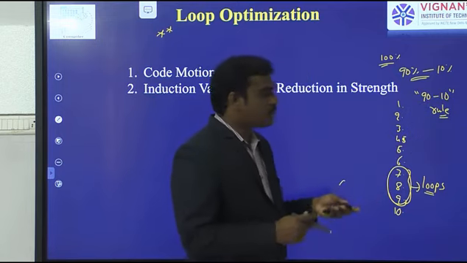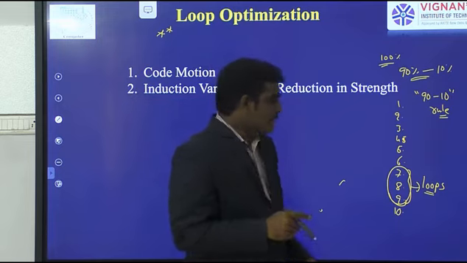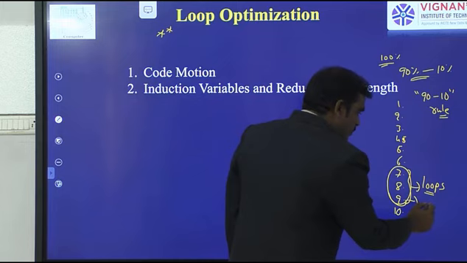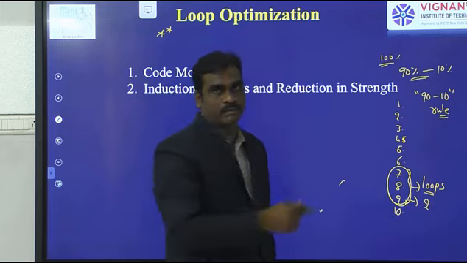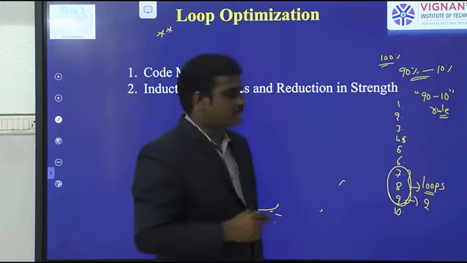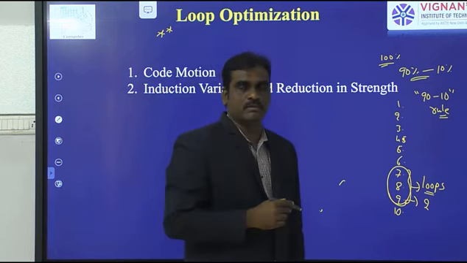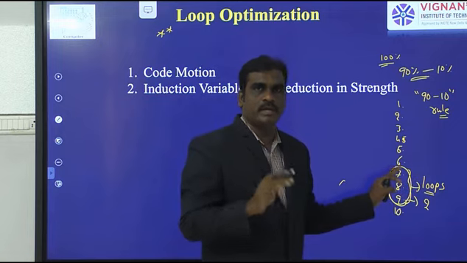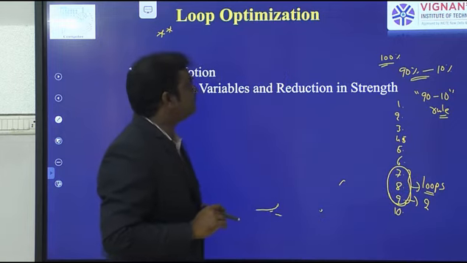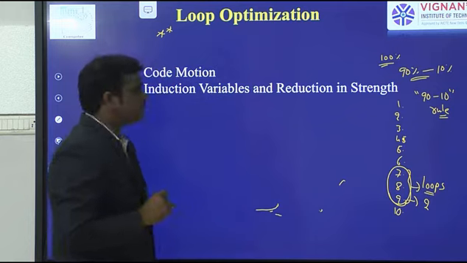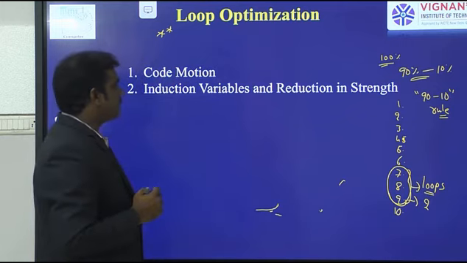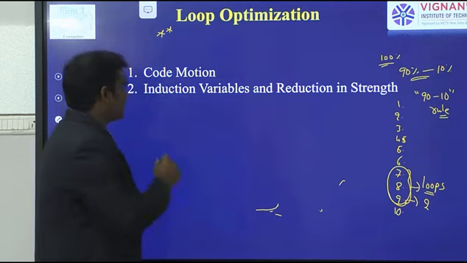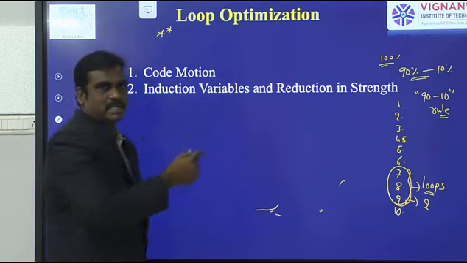That's why we concentrate more on the loops. If these 3 lines of loop code are reduced to only 2 lines, it may be very helpful to the system, and it executes faster. That's why we mainly focus on the loops. So in loop optimization, we concentrate on 2 points: one is code motion, and the second is induction variables and reduction in strength.